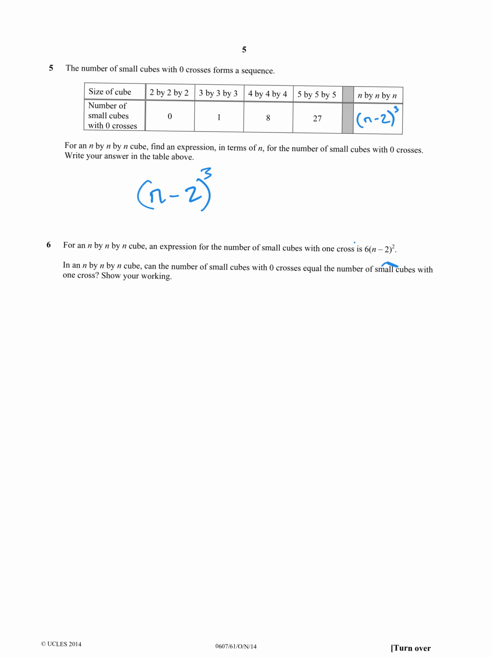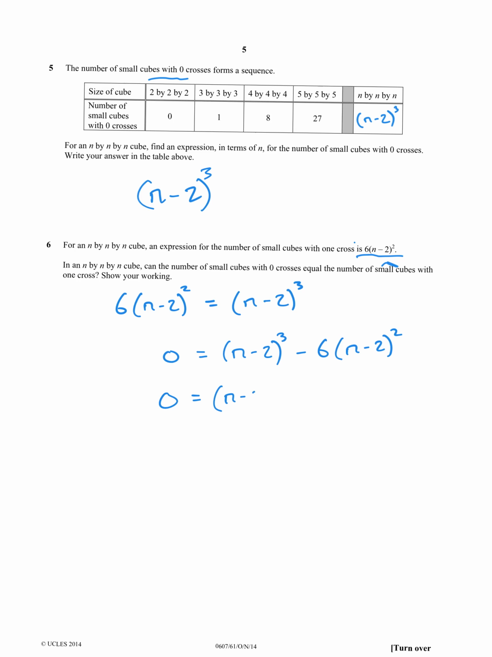If an n by n by n cube, can the number of small cubes with 0 crosses equal the number of small cubes with 1 cross? Okay, so I need to use my formula for small cubes with 0 crosses and see if it can be equal to the number of cubes with 1 cross. Well, let's find out. So I'm going to just rely on my algebra now, and I'm going to use 6 lots of n minus 2 squared. That was given to me. And is it possible for that to equal my expression, which was n minus 2 cubed? And we need to try and solve this. Shove everything across to one side. n minus 2 cubed, take away 6 lots of n minus 2 squared. Factorize. n minus 2 squared would need to multiply with n minus 2 and minus 6.